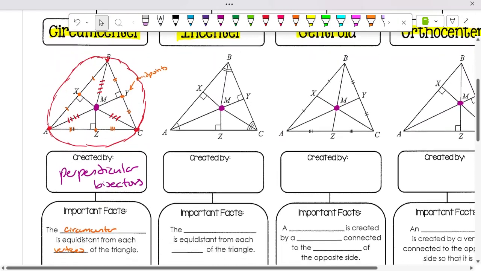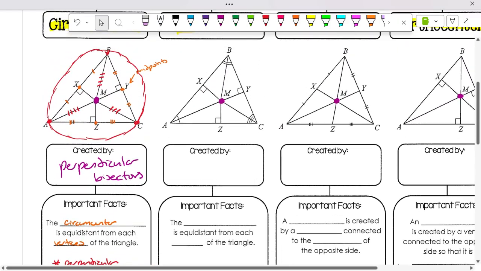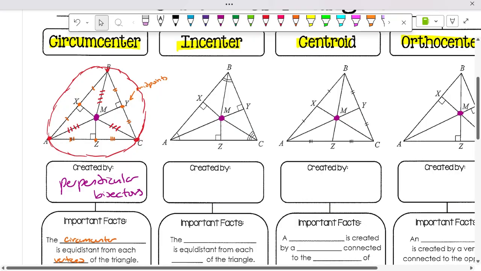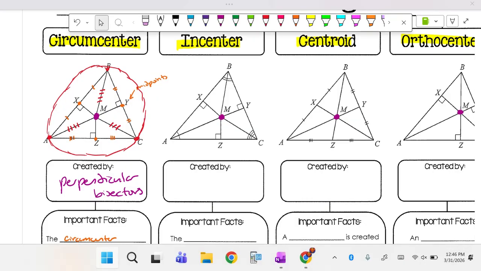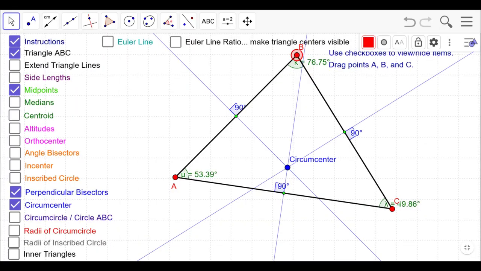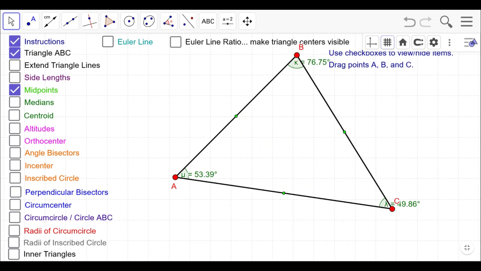Now, the next one is the incenter. All right. So I'm going to go back to here, and I'm going to click incenter. Now take a guess. Which line do you think the incenter is going to go through?